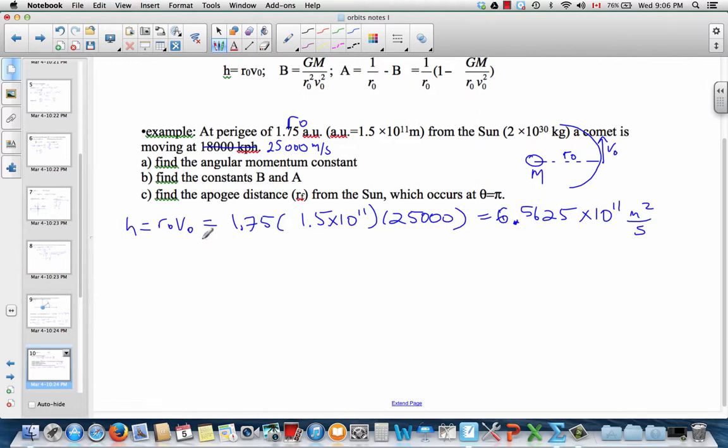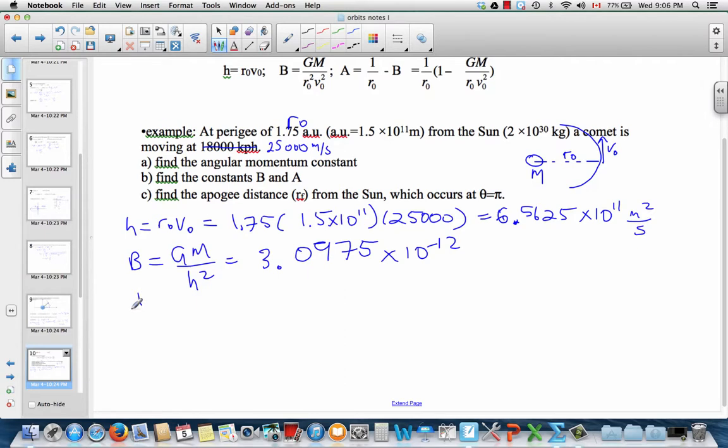Okay, the constants B and A. So B is GM over h squared. G is the universal gravity constant, 6.67 times 10 to the minus 11. M is the central mass, which is the sun, and you divide by this h constant that we just discovered, and you get 3.0975 times 10 to the minus 12.